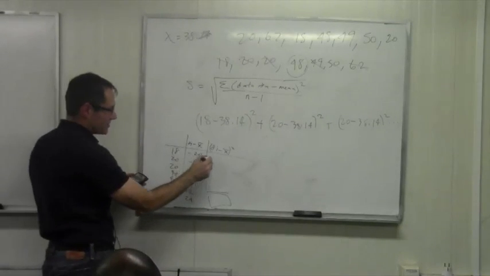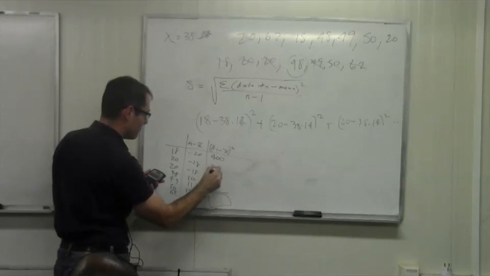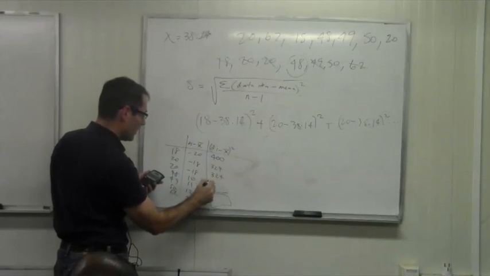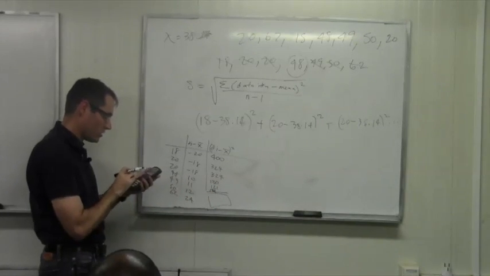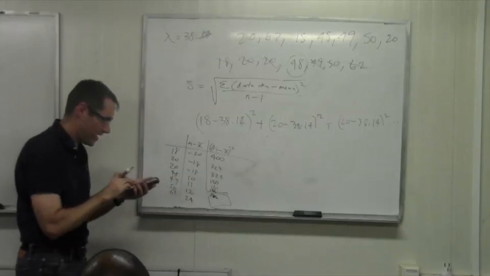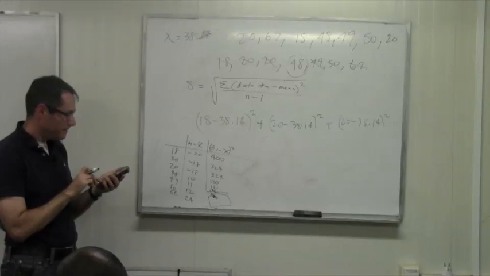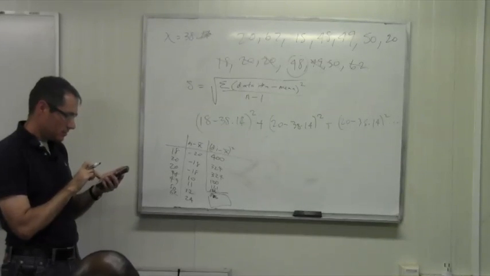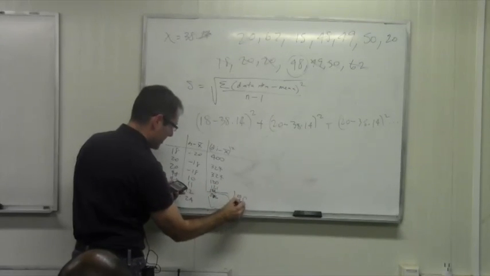OK. And then I square all these. So I get 400, and 18 squared is 324, 324, 100, 121, 144, and 24 squared is 576. And I add those together: 576 plus 144 plus 121 plus 100, plus 100 plus 324 plus 324 plus 400, and I got 1,989.